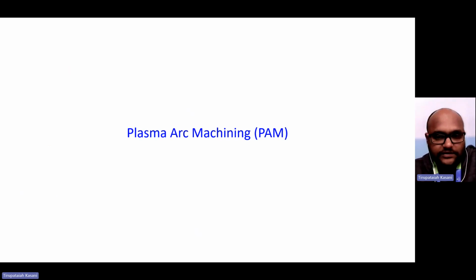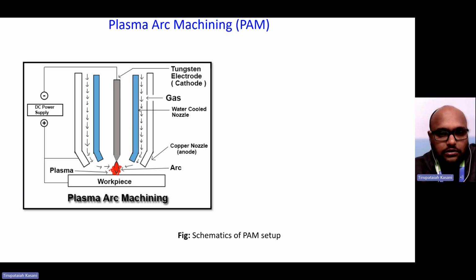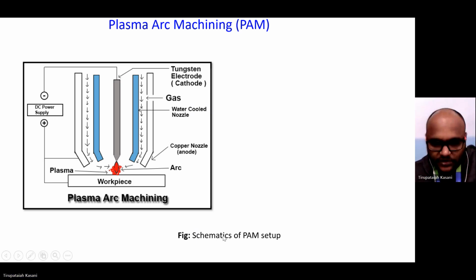The final unconventional machining process is the plasma arc machining process. In all these processes, there is no direct contact of the workpiece with the tool at all. Similarly, in PAM also, there is no direct contact of the workpiece with the tool. See here, the schematic of the plasma arc machining setup. Plasma is a highly energized gas. This is the arc machining process.